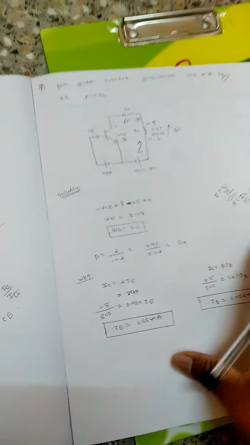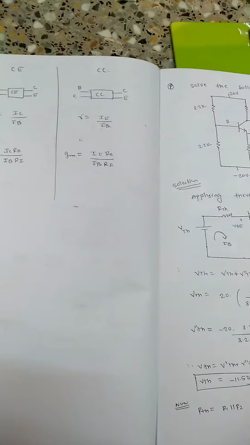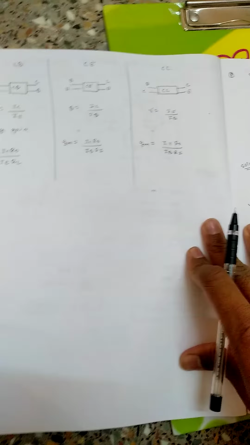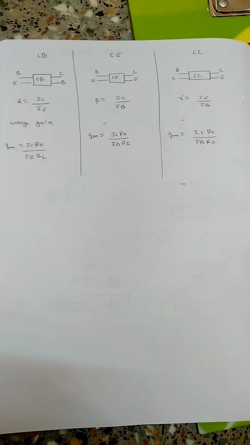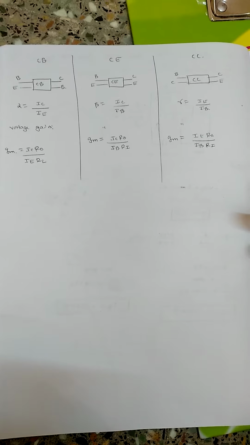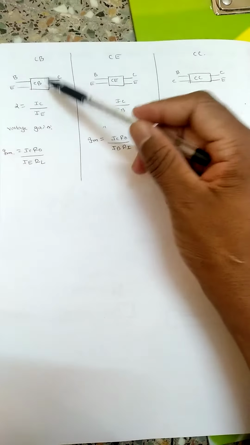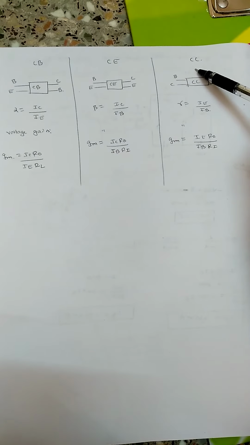Now coming to the next problem. Basically this is not a problem, this is some theory part which I need to explain, because we will be facing many problems in remembering the current gain and voltage gain, right? So this is common base, common emitter and common collector configuration, right?